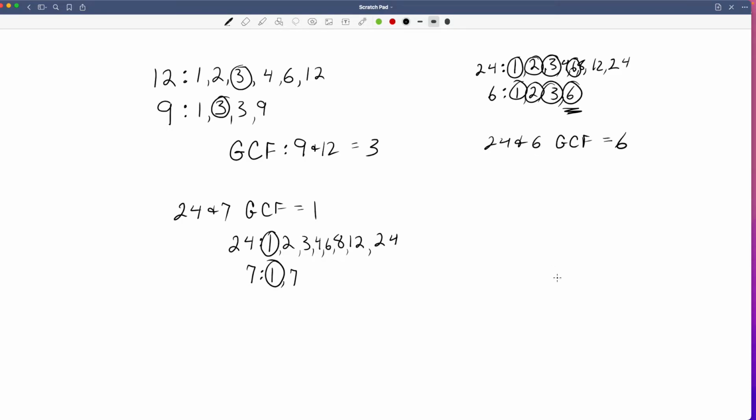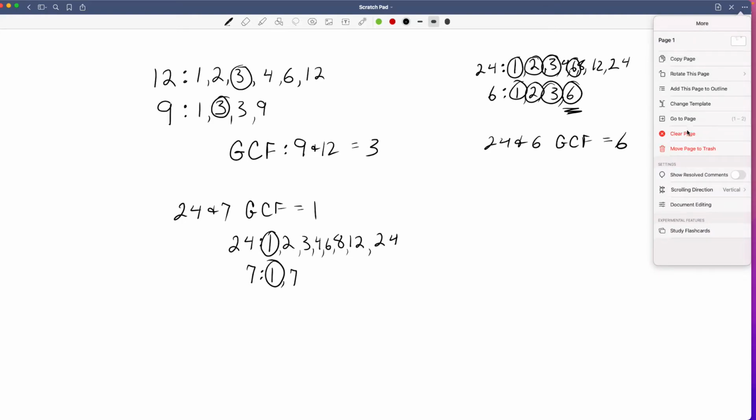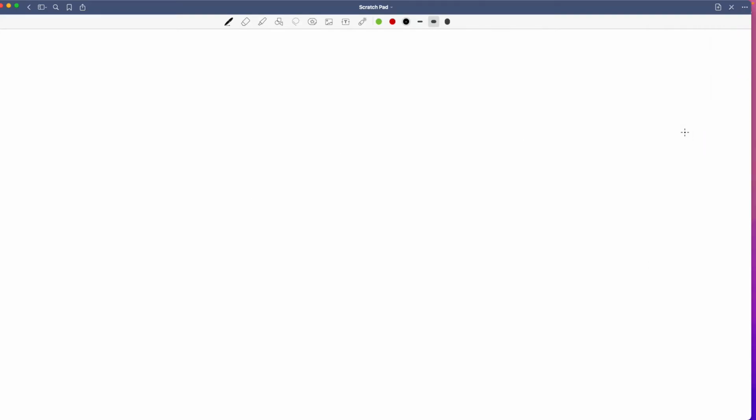So let's jump into an example problem. Let's do 13.1. Let me clear the board for us. Actually, that was 13.1. Sorry. So let's look at one more pair of numbers under 13.1. That would be 24 and 30. So let's see what the factors are.